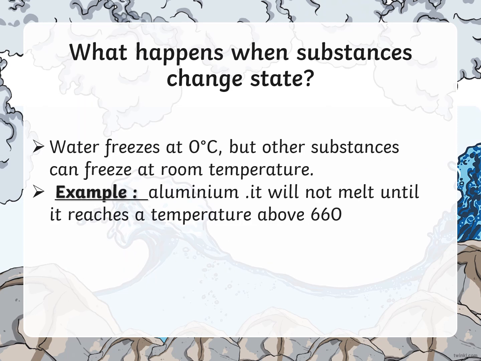Now, water freezes at 0 Celsius, but there are other substances that can freeze at room temperature. For example, aluminium. Aluminium will not melt until it reaches a temperature above 660 Celsius.